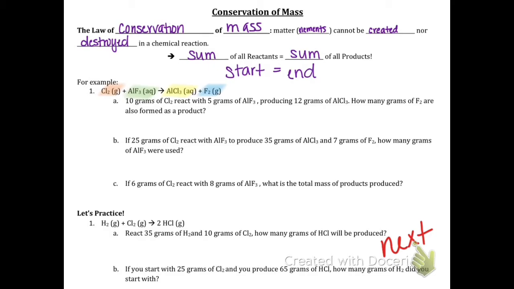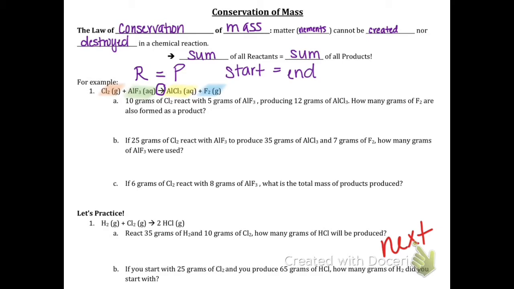Okay, so for example, here we have chlorine and aluminum fluoride making aluminum chloride and fluorine gas. Here I sort of color-coded it so we can get an idea of what we're dealing with. So here's question A. 10 grams of chlorine react with 5 grams of aluminum fluoride, producing 12 grams of aluminum chloride. How many grams of fluorine are also formed as a product? Okay, so we got to remember that what you start with, your reactants, must equal your products. So always think of that arrow like an equal sign.